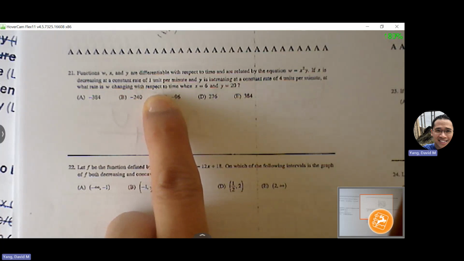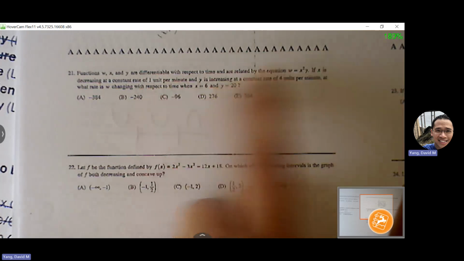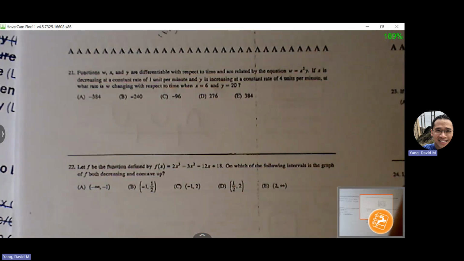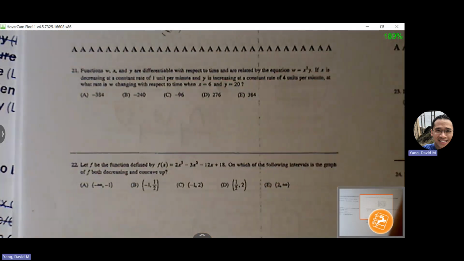So we have all these mentions of time. That should help remind us, oh, this is related rates. I have to define the derivative through the appropriate process, and I'm going to attach all these d over dt's along the way. So we should expect dw dt, dx dt, and dy dt to show up. Another thing to be aware of is that x squared and y are being multiplied, so we have to go through the product rule, right?